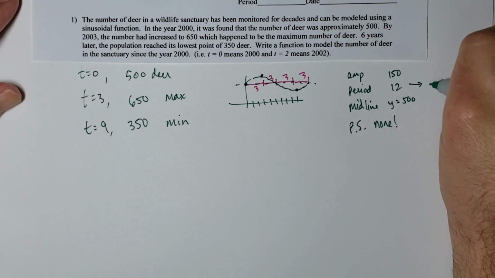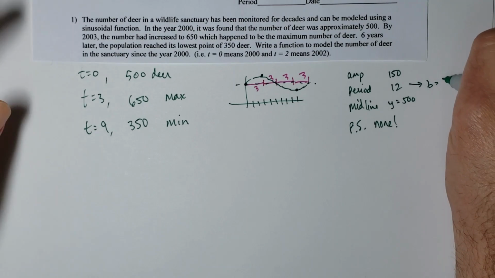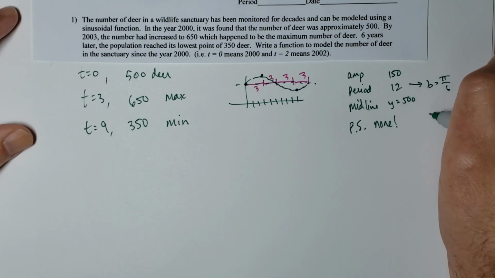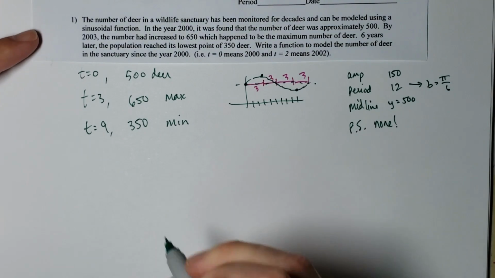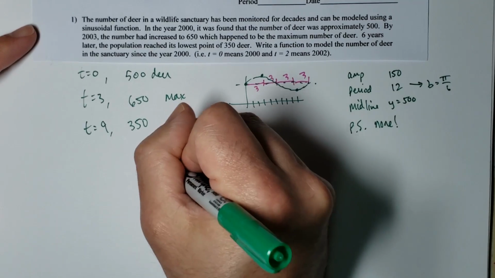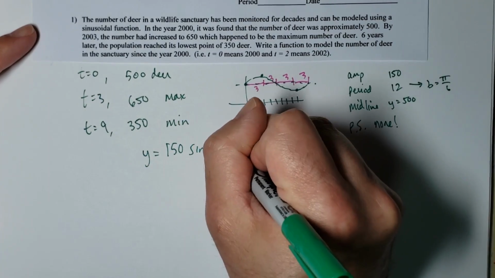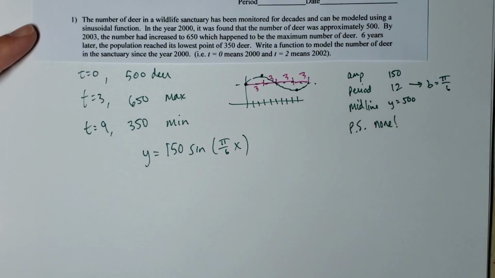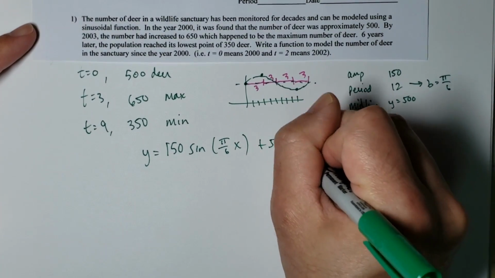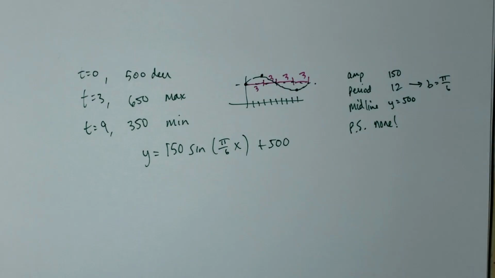From this, I can figure out that my b is, so 2 pi over b equals 12, which means that b equals pi over 6. And there's no phase shift, so I don't have to find a c. So then I can write my sine function. It goes up first, so it's a positive sine function. Amplitude is 150. Sine of pi over 6x, no c, plus 500. And that is number 1. All right, if you have questions about that, you can talk to me in the chat, which nobody does.